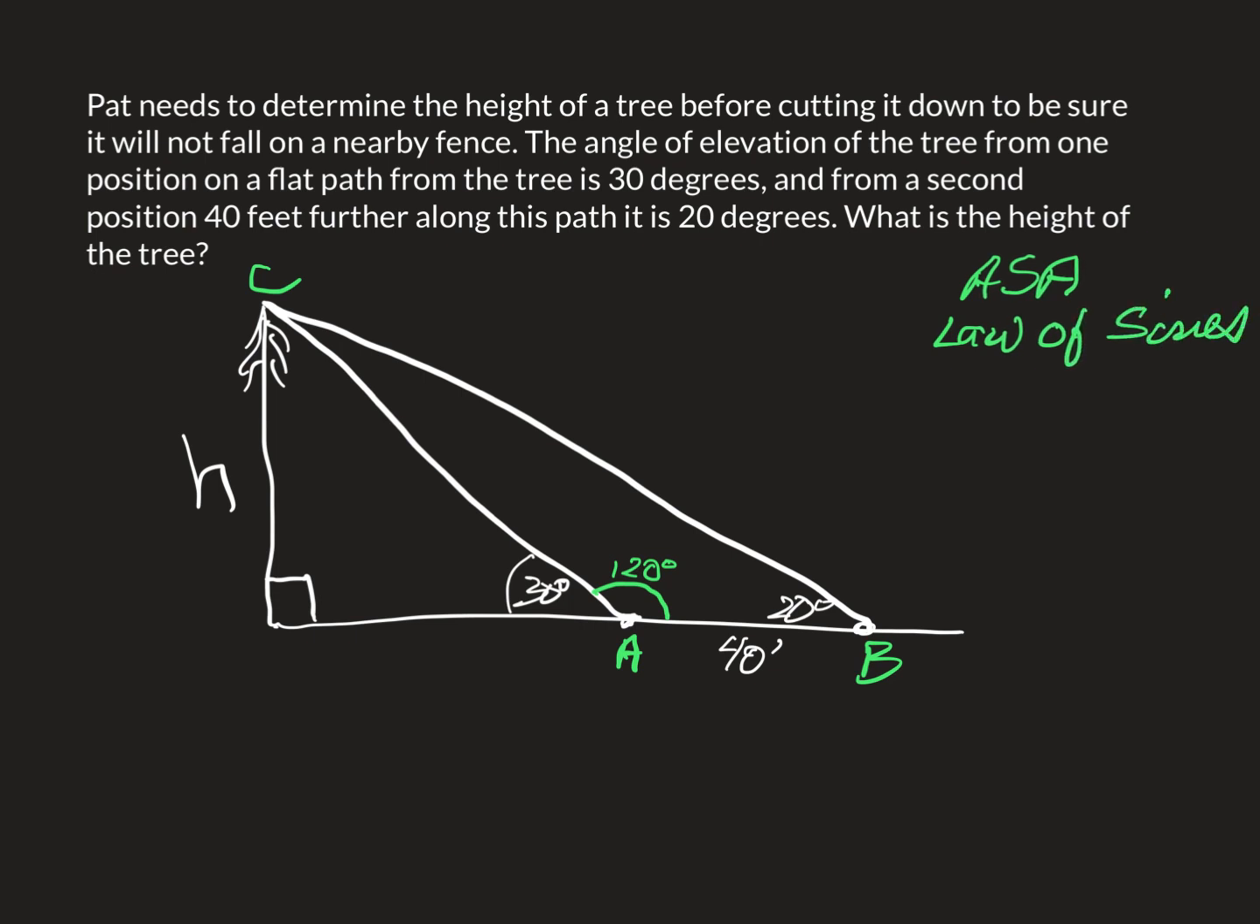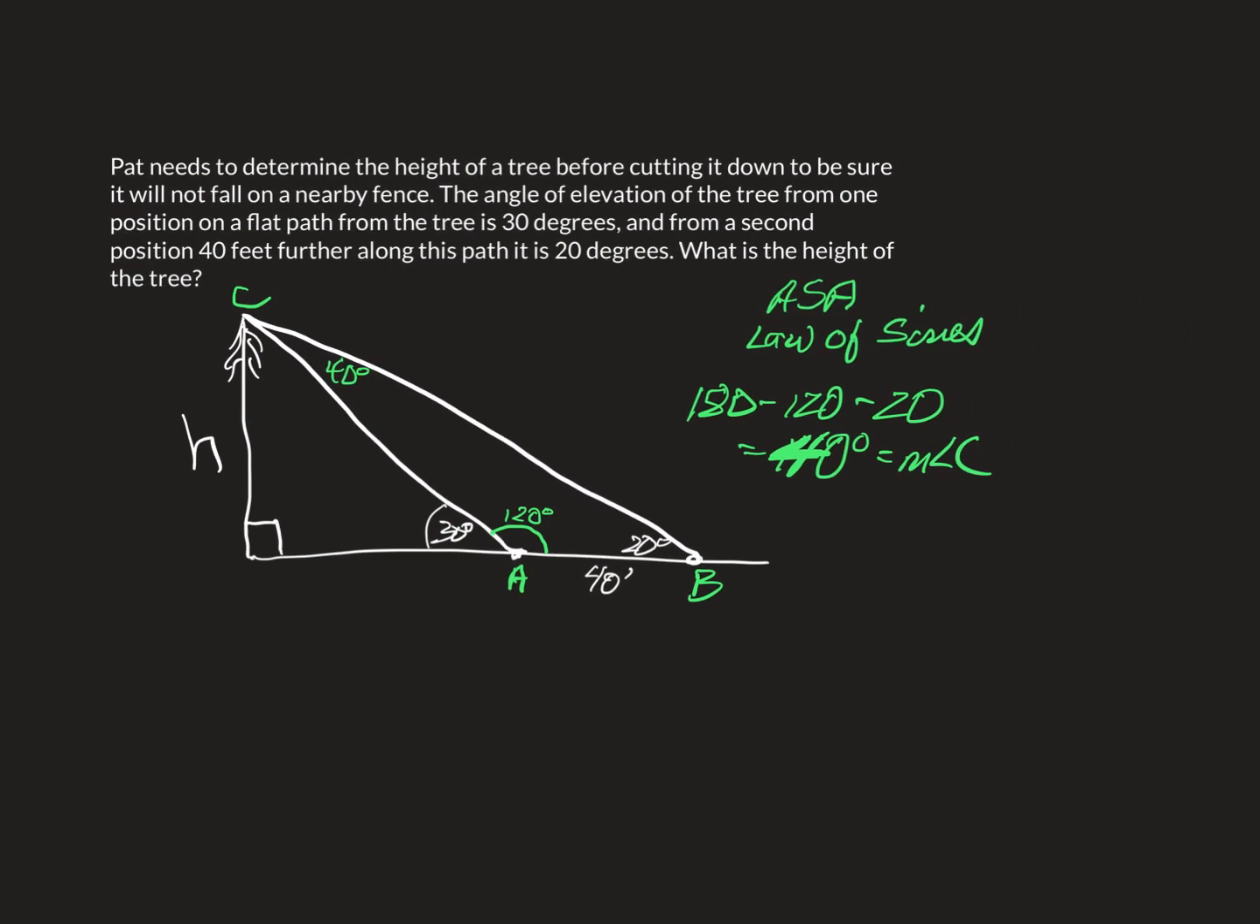All right. Now, once I know that, I know the third angle as well, the one opposite the 40 feet. That's going to be 180 minus 120 minus 20, which is equal to 180 minus 140, or 40 degrees, and that's the measure of angle C. So we can put 40 degrees up there. So now we know all three angles. This is definitely a law of sines problem, so we can proceed forward.